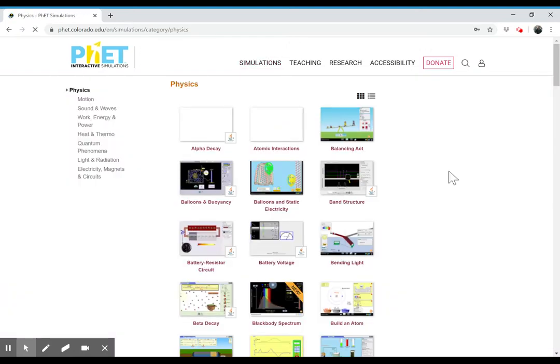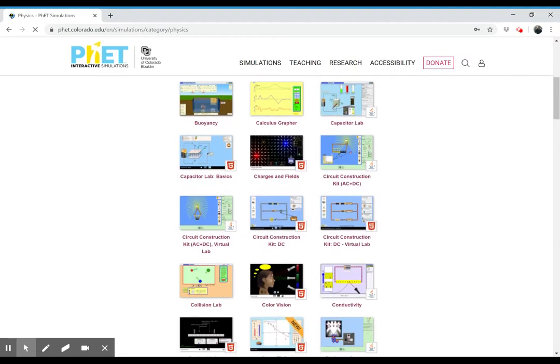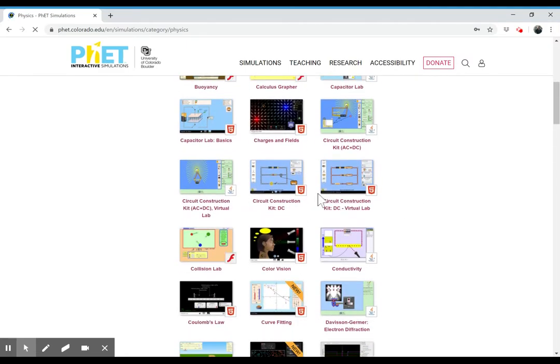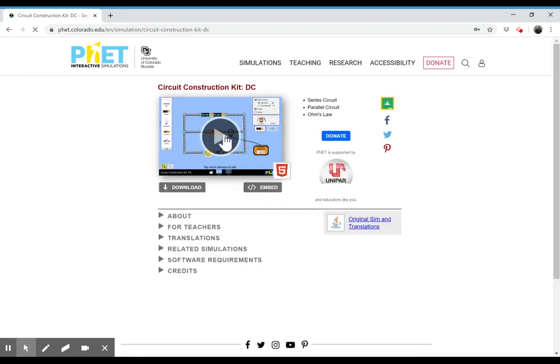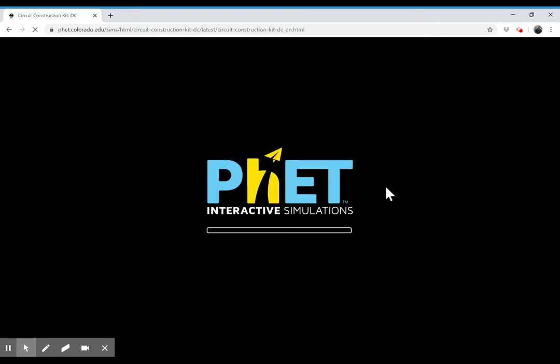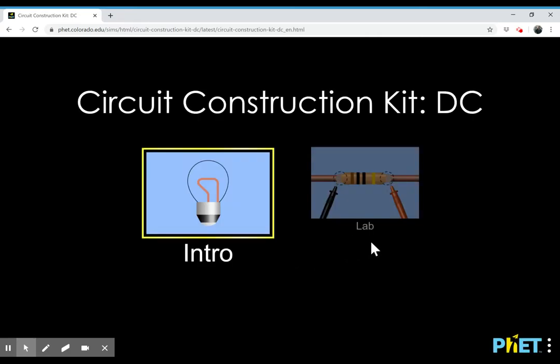On the website we go to simulations and we go to physics, and under physics, if you scroll down here, you come to what's called a circuit construction kit DC, so click on that and press play. Now, when this simulation loads, we can start building our own circuits more or less straight away. Okay, so you go into lab over here on the right.